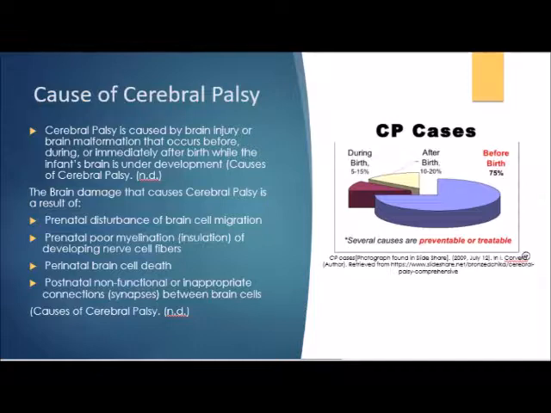The next one is perinatal brain cell death. This happens during birth, in events in the birthing process that rupture blood vessels or starve oxygen to the brain. Most likely when the child is born and there isn't any oxygen going into the brain, that's when it can occur. Although in most cases, brain injury leading to cerebral palsy occurs during pregnancy. That is the most common type. And the last one is postnatal, non-functional, or inappropriate connections between brain cells.